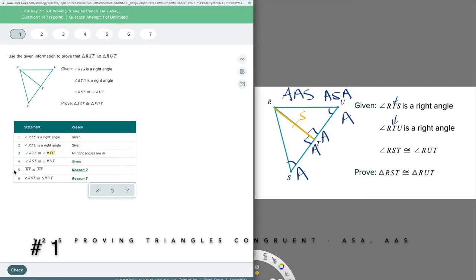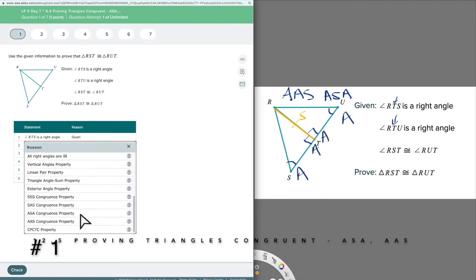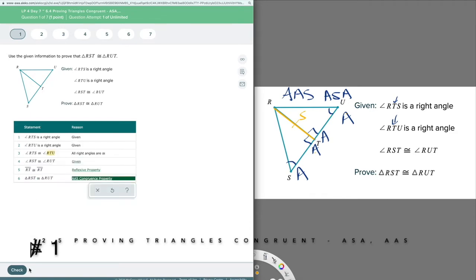All right, so number 5 here says RT is congruent to RT. So that was our reflexive property that we talked about. So we want to make sure we choose the reflexive property there. Anytime something is equal to itself, it's going to be reflexive. So now I have angle, angle, side. So I know that the two triangles are congruent to each other. I'm going to scroll down and choose angle, angle, side congruence.